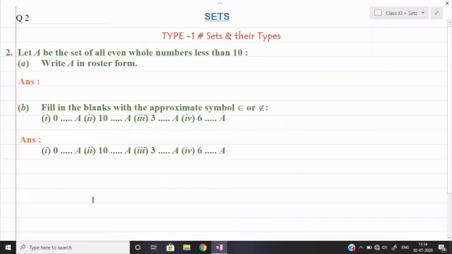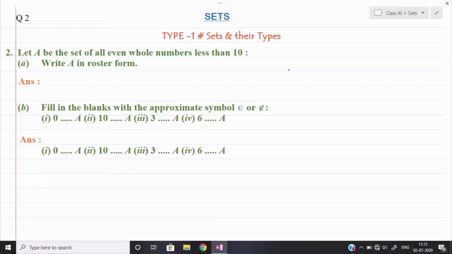Let us see what is given to us. Let A be the set of all even whole numbers. Now see, the difference is there: whole numbers start from 0, 1, 2, 3, 4 and so on, and in that I require only even numbers. So remember students, 0 is also considered an even number. You will ask how 0 can be an even number. Remember, a number that is divisible by 2 is called an even number.